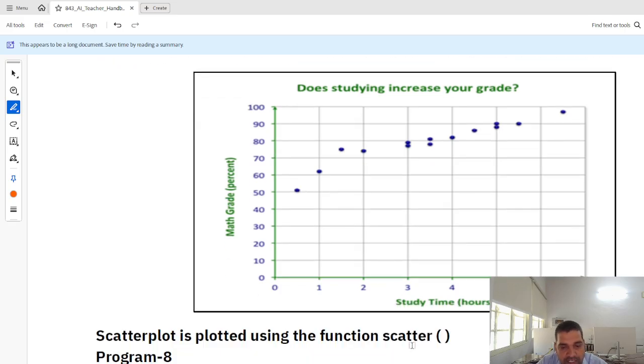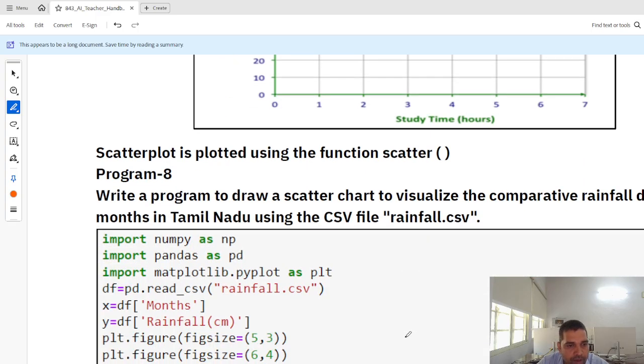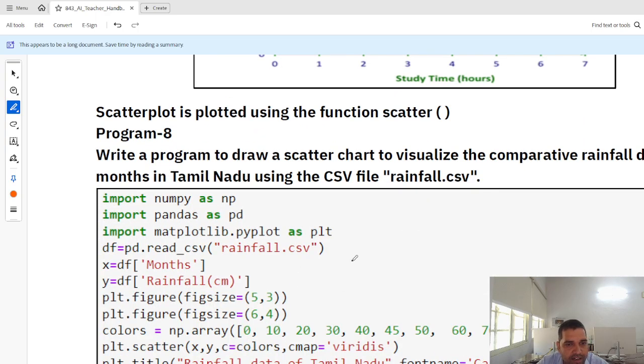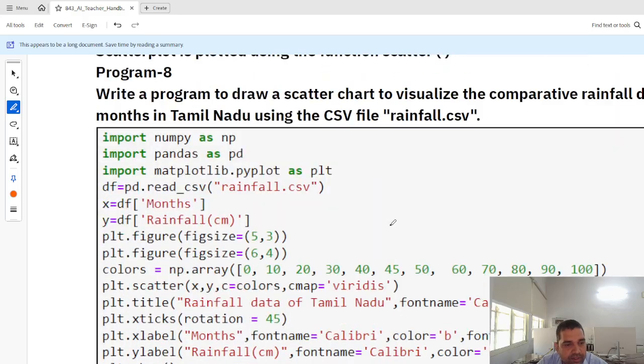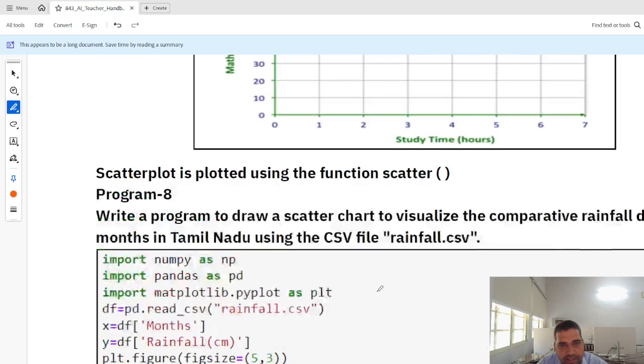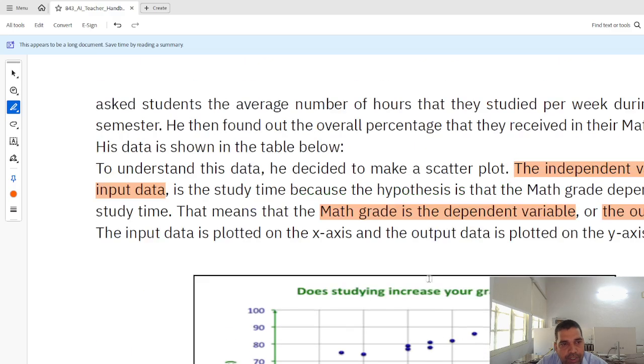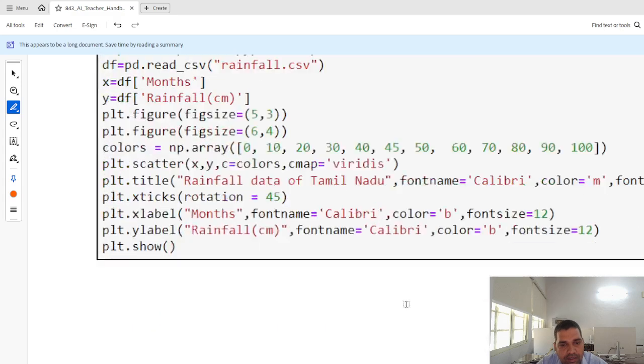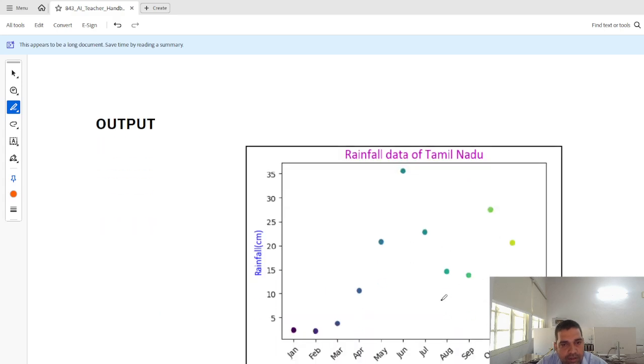A scatter plot is plotted using the function scatter. So in this case, we use the scatter function. So see, plot.scatter, x comma y, c for color, and cmap for the color map. Which type of map do we use? Viridis. So this is the rainfall data of Tamil Nadu plotted in the scatter format.